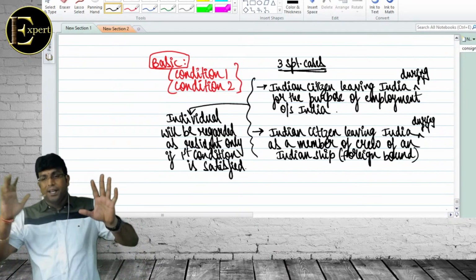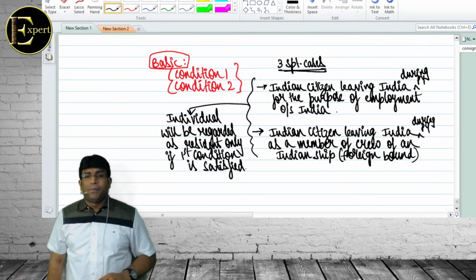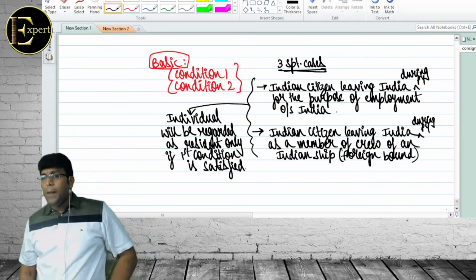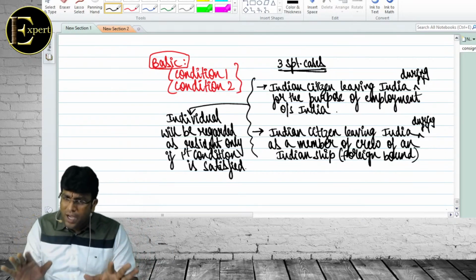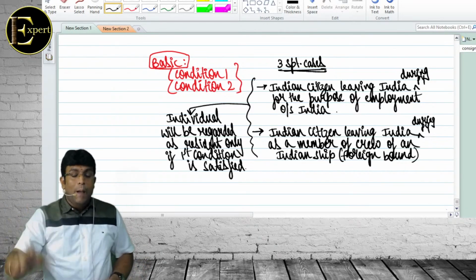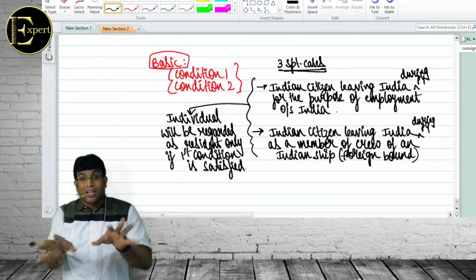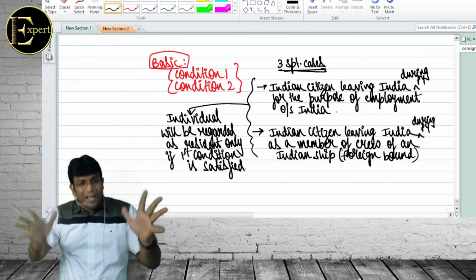Clear? How many basic conditions are there? 2. What are those 2? Repeat again. He must be in India for a period of 182 days or more during the previous year. Or he must be in India for a period of 60 days or more during the previous year and 365 days or more during 4 years preceding the previous year. But in 2 cases, only the first condition will apply. The third special case I have not yet read, it is a bit different, we will talk about it.